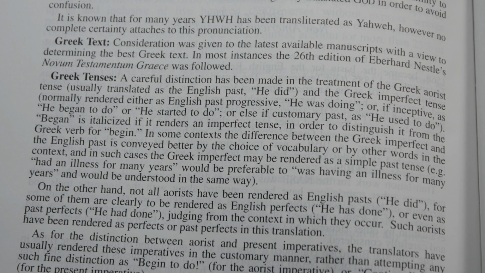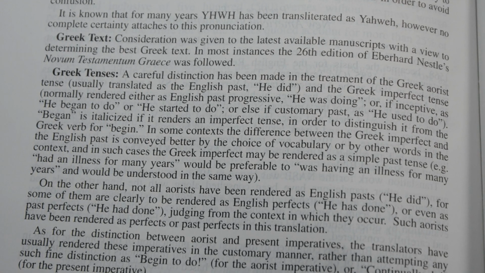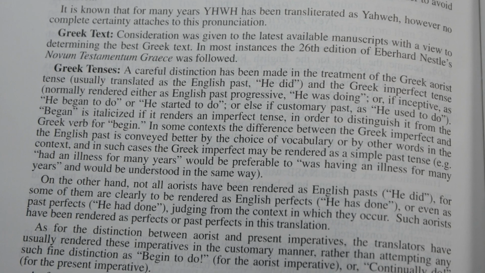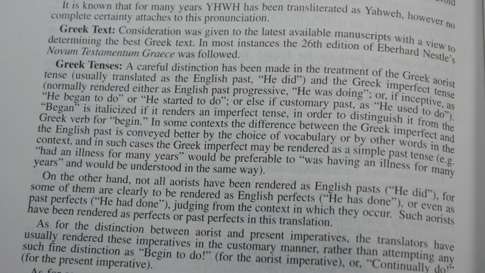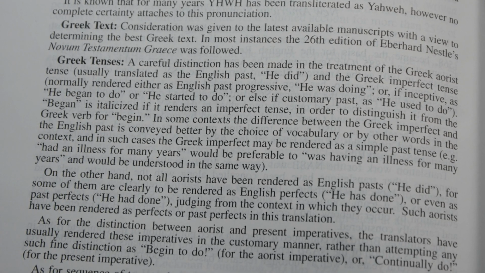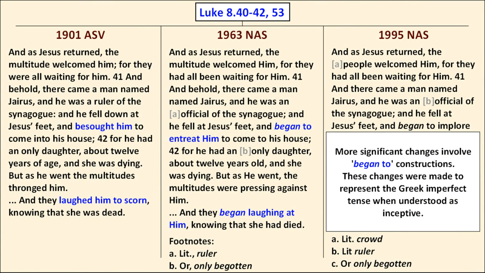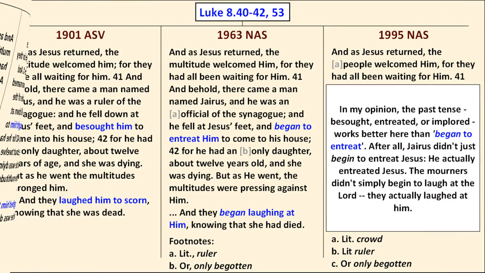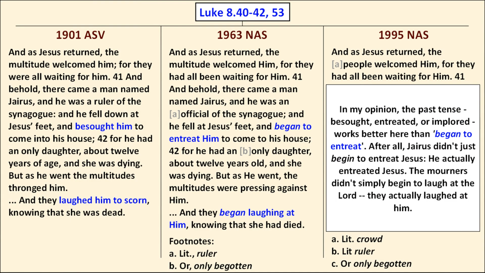In cases like that, a Greek word corresponding to "began" is present in the text. If "began" is in italics, the translators want you to understand that the Greek verb, here to entreat or to laugh, is in the imperfect tense, and that they understand it in an inceptive sense. In my opinion, the past tense, "besought," "entreated," or "implored," works better here than "began to entreat." After all, Jairus didn't just begin to entreat Jesus, he actually entreated Jesus. The mourners didn't simply begin to laugh at the Lord, they actually laughed at him.